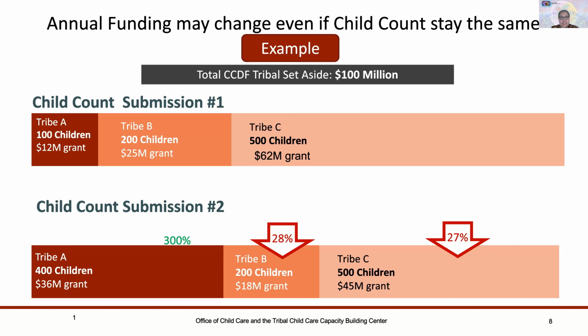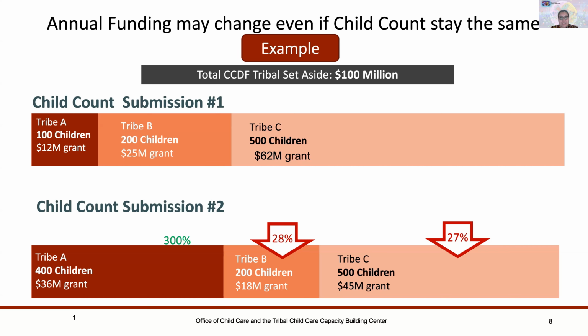Tribe A submitted a child count of 100 children, and they were allocated a $12 million grant for CCDF. Tribe B submitted a child count of 200 children and were allocated a $25 million grant for CCDF. And then Tribe C submitted a child count of 500 children and were awarded a $62 million grant. You can see all of those three grant allocations add up to $100 million. So let's see what happens if the child count were to change.